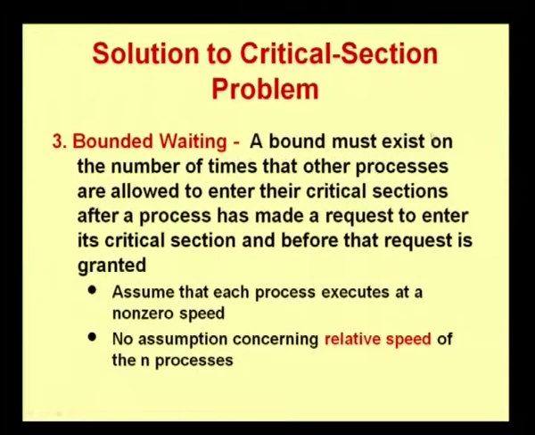Here, a bound must exist on the number of times that other processes are allowed to enter their critical section. So there should be a definite amount of time to get completed when it goes to a critical section. Bounded means the process is going to wait anyhow. How long that particular process has to wait will be determined by the operating system. If this process will be waiting for 5 milliseconds, then the other process, P2, may wait only 2 milliseconds, which may be a higher priority process. Another process may be waiting for 7 milliseconds.